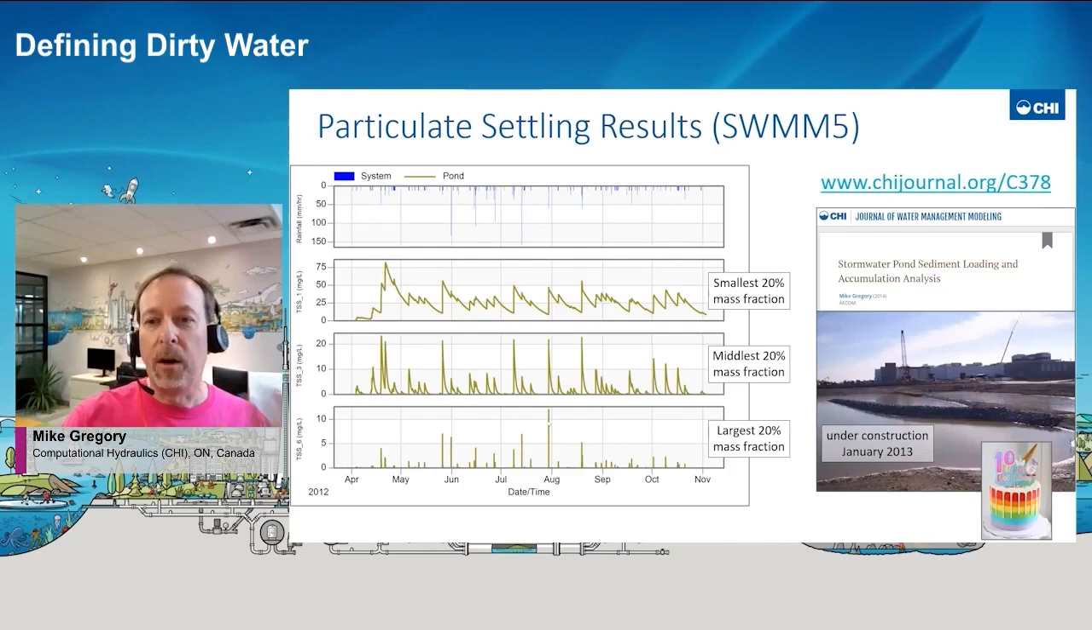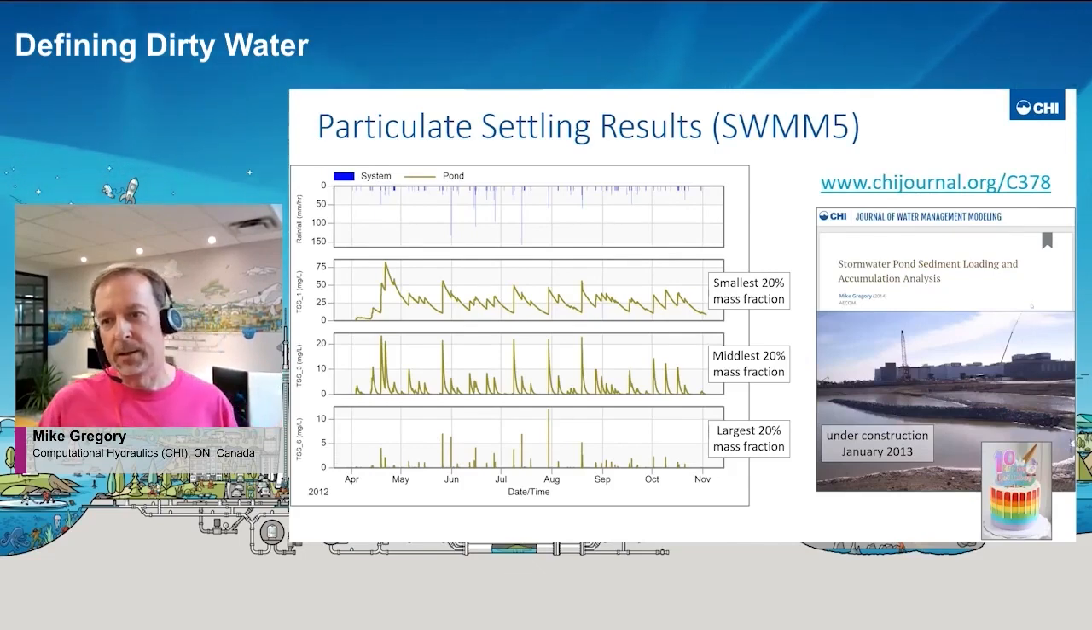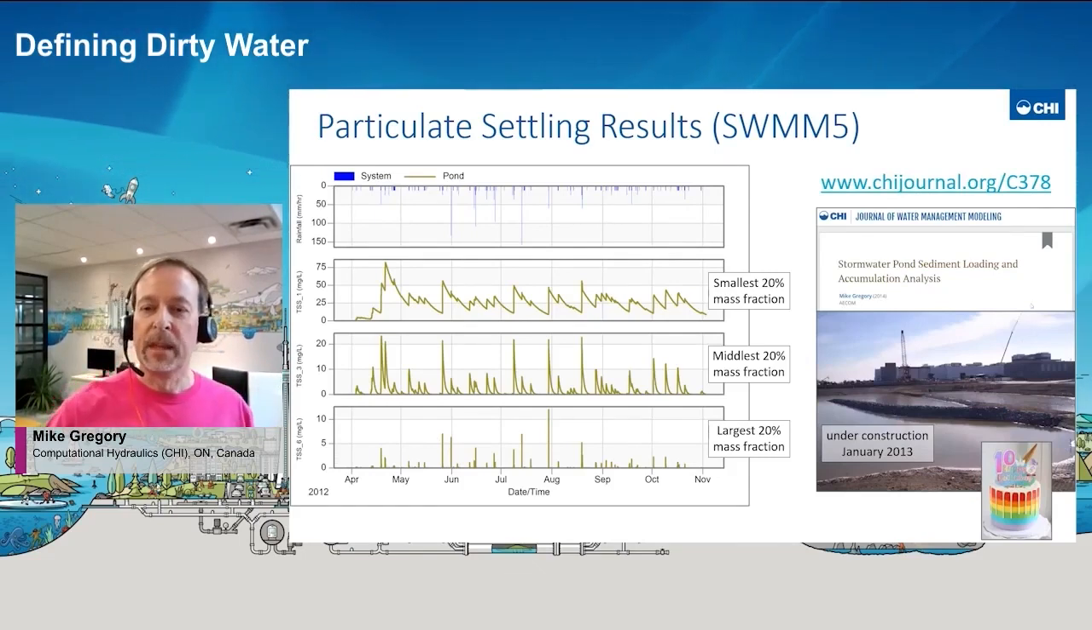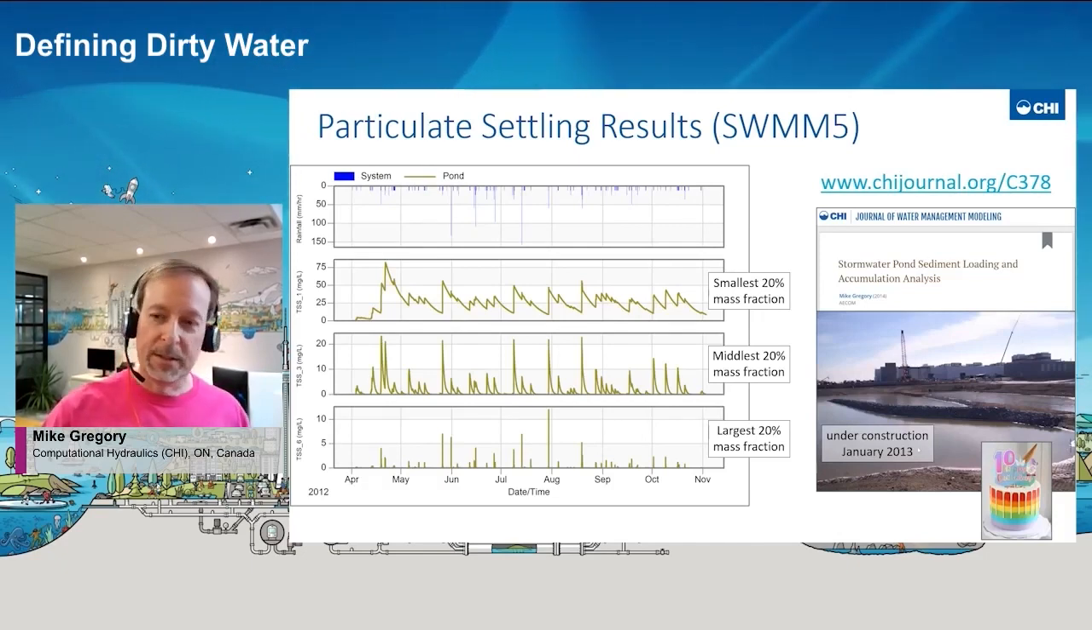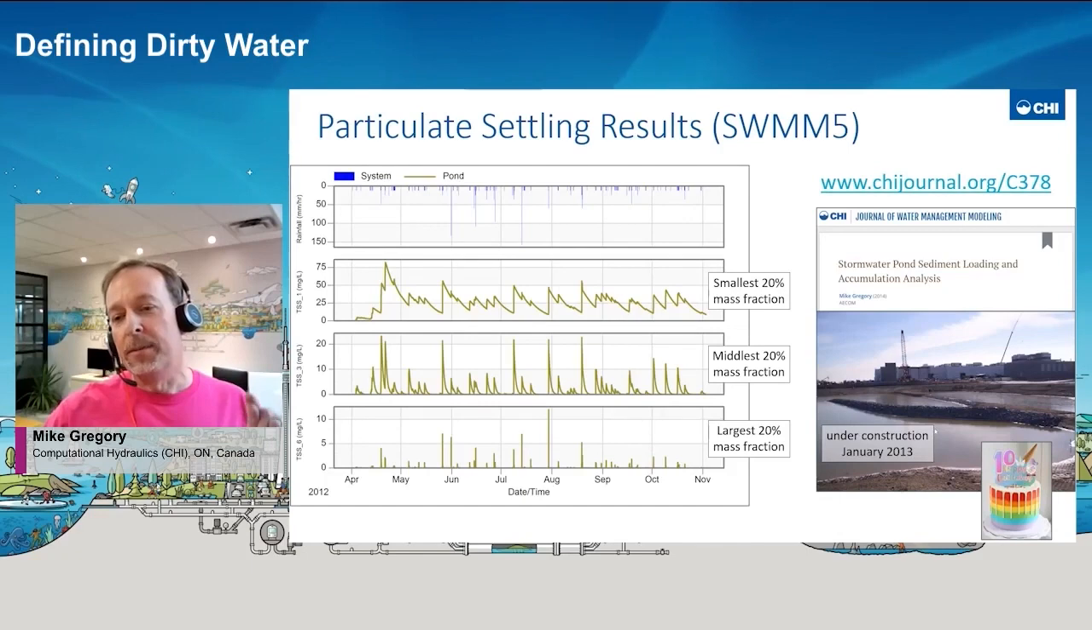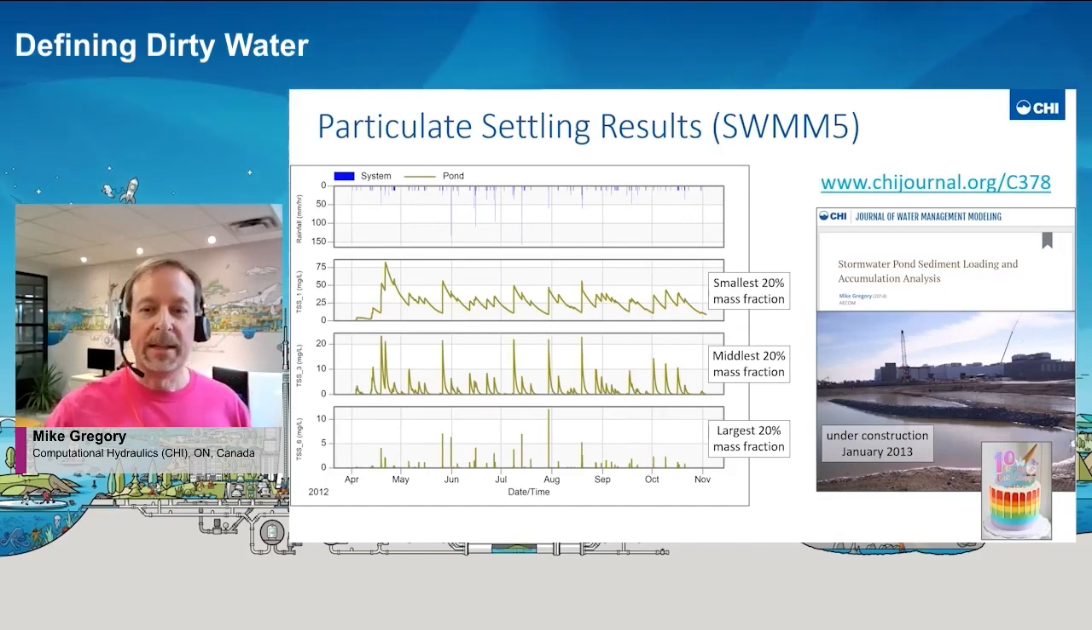You can read all about this if you want to. Just go to that link there. And what you see is a picture of, wow, this was built 10 years ago. This is a picture of the biggest sediment loading event, and that's during construction.